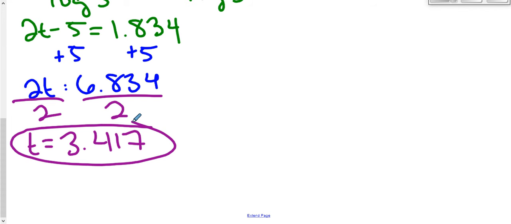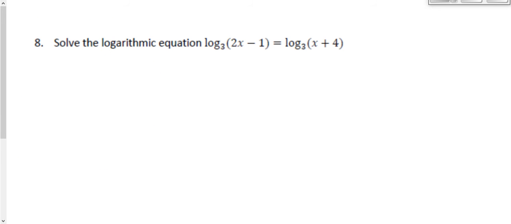Okay. I only have a couple more to try and solve. Let's go ahead and take a peek at question 8. We're going to try and solve this logarithmic equation. Log base 3 of 2x minus 1 equals log base 3 of x plus 4. This is the easiest type of log to solve, because if the log base 3 of this number exactly equals the log base 3 of this number, that means those two numbers are actually going to be equal to each other. So we don't actually need the log base 3 at all.